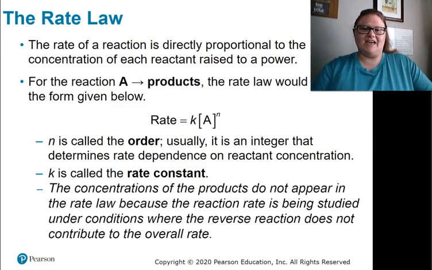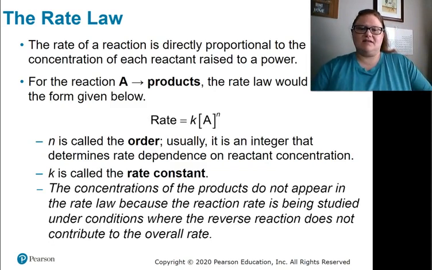So in this rate law, the n, the exponent there, is called an order. And so it's usually a whole number. It's going to determine the rate dependence on the concentration. So how quickly or how slowly the reaction will take place based on how much of this particular material we have in the reaction. k is a rate constant, and so we'll see that a little later on.